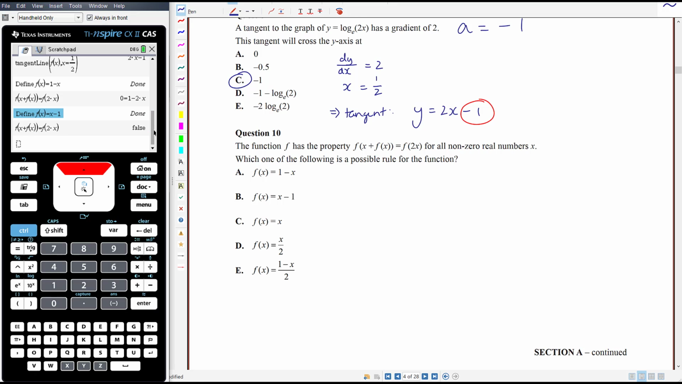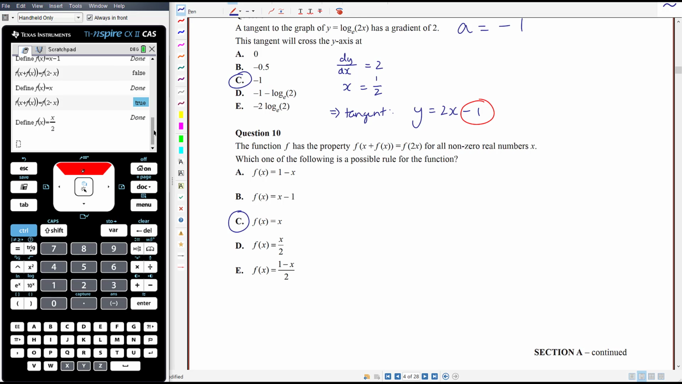Again, I'm going to define, and you might find it quicker to do menu 1(1) and just define a new function again. I'm going to edit that, define equals x. Okay, that's true. That's true for all real x values. So C. If you want, you can check the others just to make sure that you haven't made any kind of error.